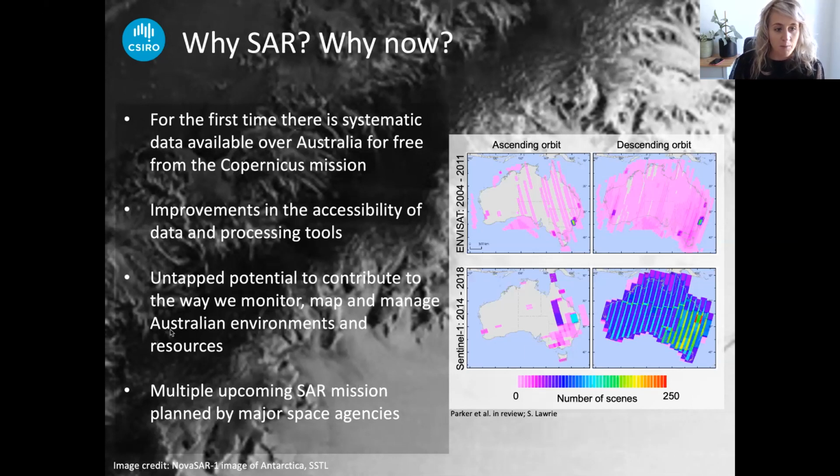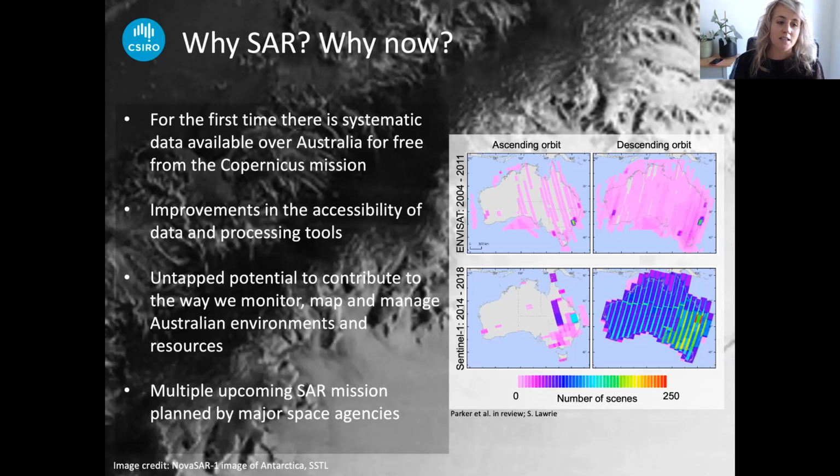There have also been some improvements in the accessibility of SAR data and the processing tools available. And all in all, this means that we're really seeing there's an untapped potential for SAR to contribute to the way that we look at our environments and our resources. There are also multiple upcoming SAR missions planned by major space agencies. And these are all unique sensors operating in different wavelengths with different characteristics. And it really means that the volume and the variety of available SAR data is going to continue to increase.